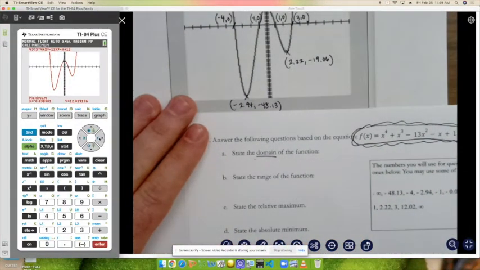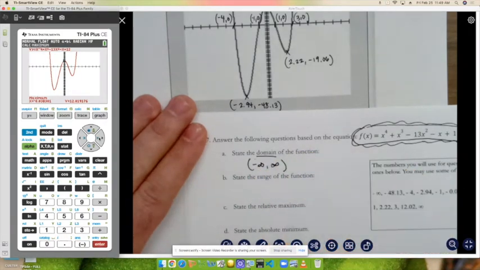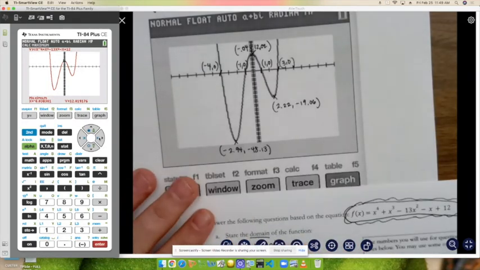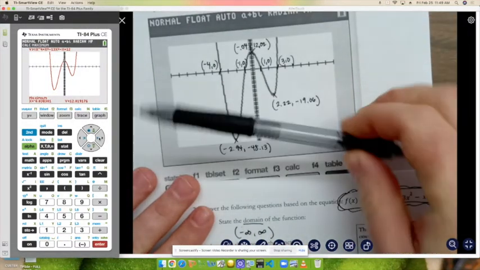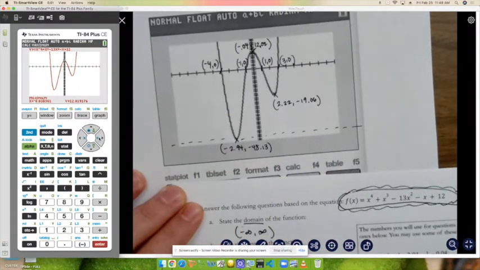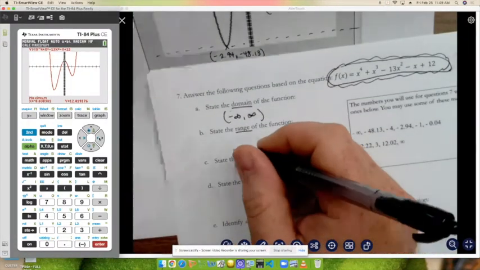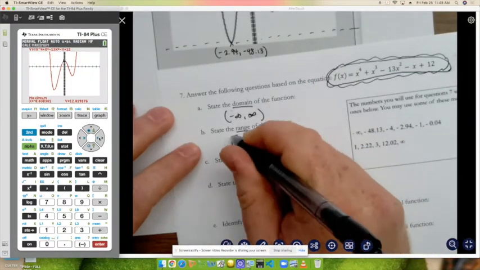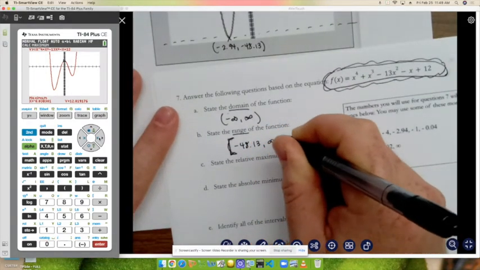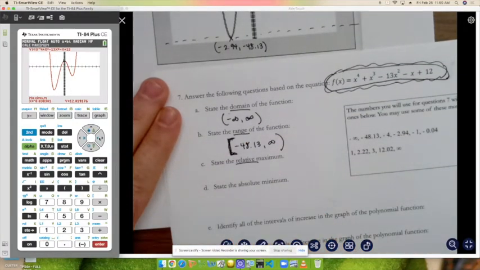All right, so domain. Domain for polynomials is easy. It's all real numbers. It's everything from -infinity to +infinity. Done. All right, what about the range? When I'm looking at this graph, you might notice that this graph doesn't go any lower than that y value. What is that y value? Well, it's -48.13. So I'm going to write my range as bracket -48.13, comma, infinity. So it's everything from -48.13 and up.